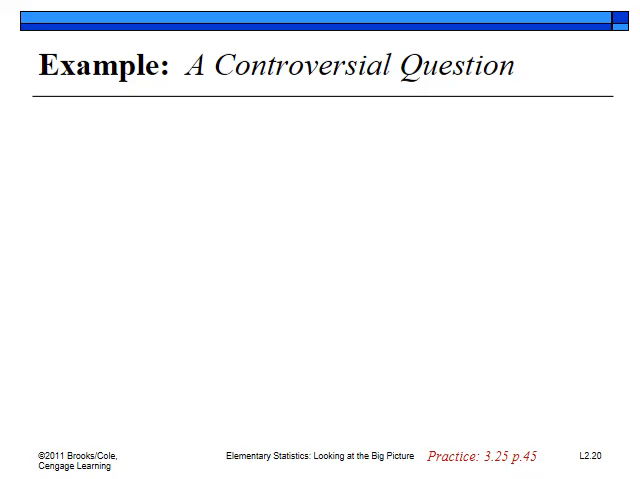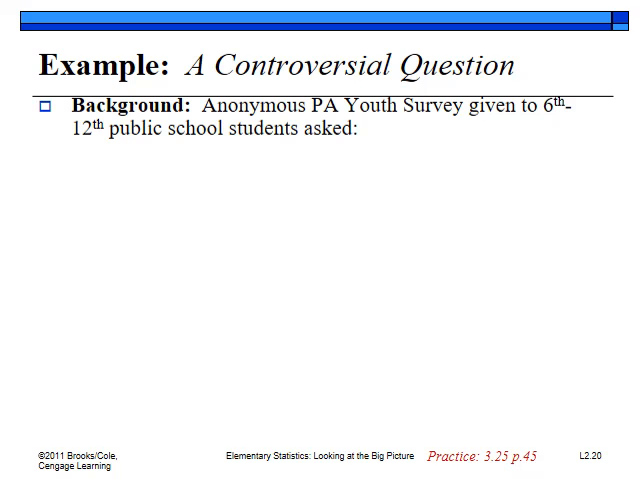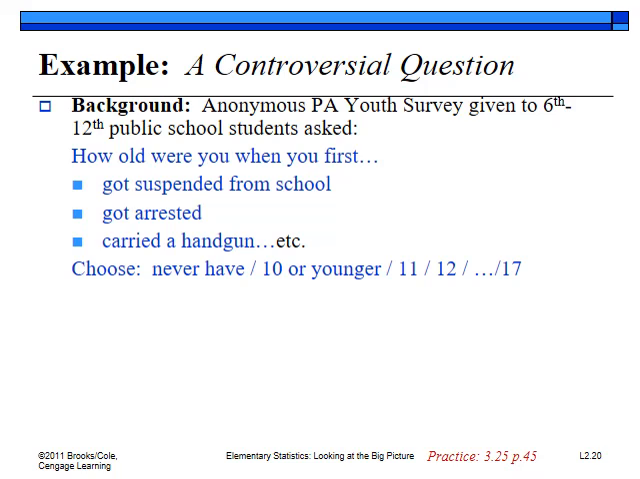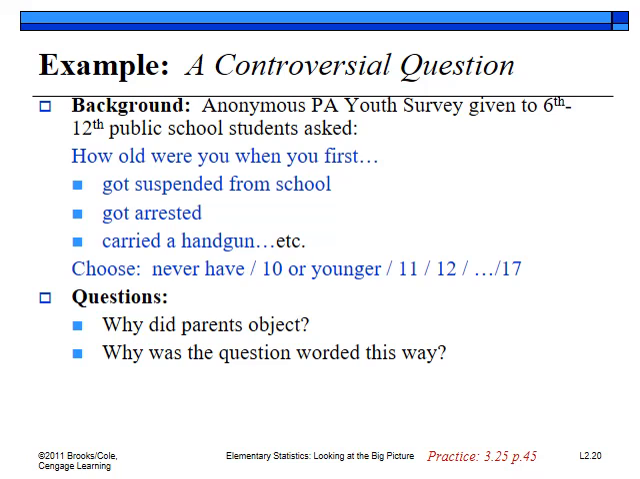Now let's look at a question that is controversial. An anonymous Pennsylvania youth survey given to 6th through 12th grade public school students asked, how old were you when you first did the following? Got suspended from school, got arrested, carried a handgun, and so forth. The options that were given were I never have, 10 or younger, 11, 12, 13, up to 17. Parents objected to this question. Can you think of a reason why? On the other hand, can you think of a reason why the question might be worded this way?